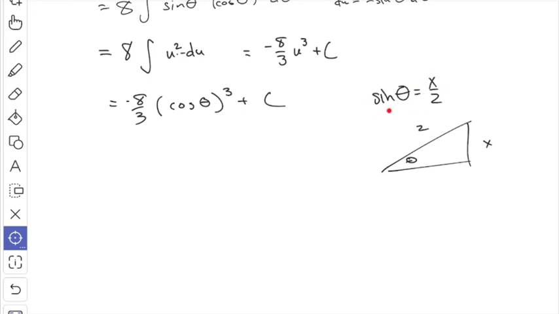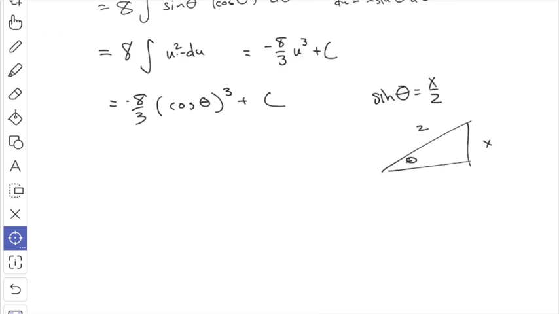Remember, sine theta equals x over 2. In a problem like this, it's not strictly necessary to solve for theta using the inverse sine. You can just, right from here, draw your triangle, right? Since sine of theta equals x over 2, theta is this angle, and the sides of the triangle are such that the opposite over the hypotenuse is x over 2.